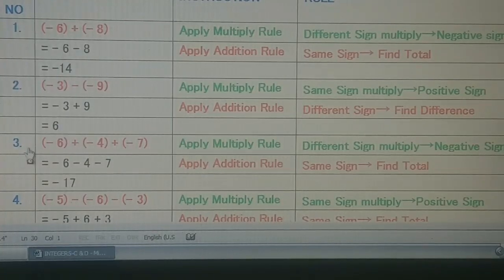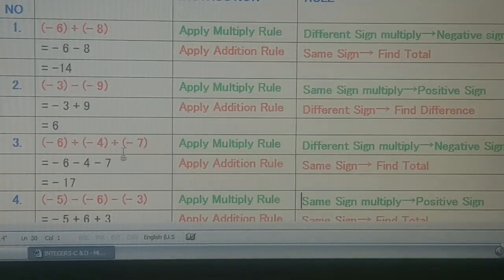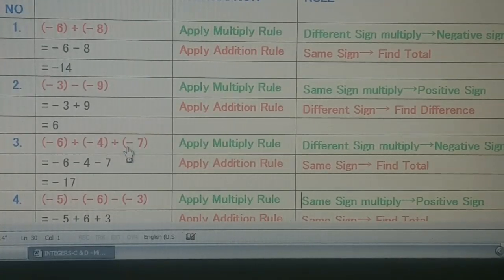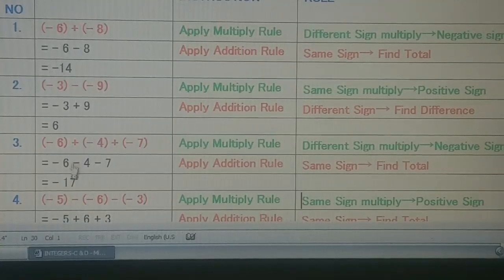We go to the next example, that is the third question. Minus 6 plus minus 4 plus minus 7. So between 6 and 4, there are two signs. Two signs are not allowed between two numbers. Between 6 and 4, there should be only one sign. Similarly, between 4 and 7, there are two signs, plus and minus. So we have to remove one of the signs and choose one of them.